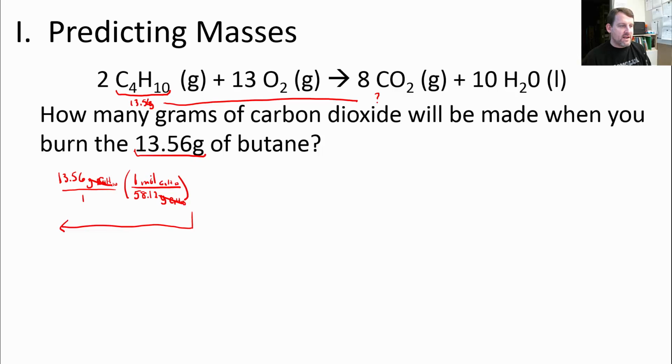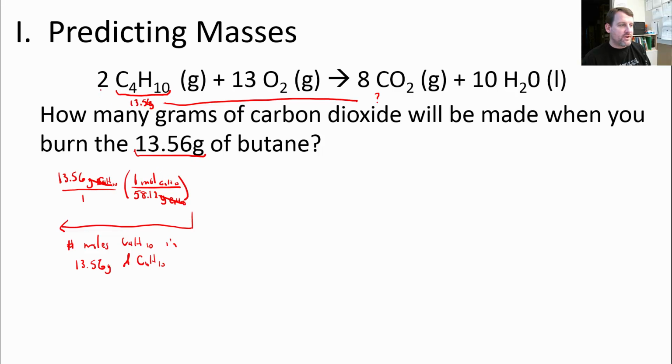So of course, this is the number of moles of C4H10 in 13.56 grams. So this tells us the number of moles of C4H10 in 13.56 grams of C4H10 butane. All right. So now we know how many butanes we have. We have this number of moles of butane.